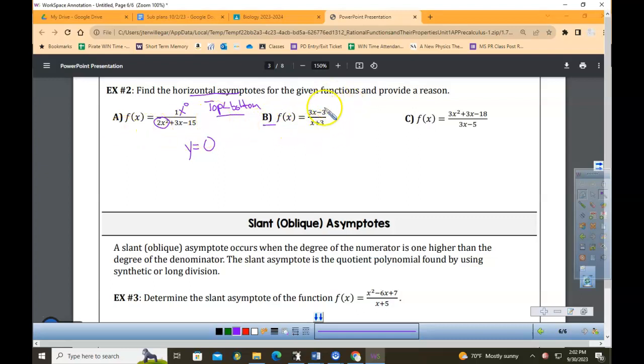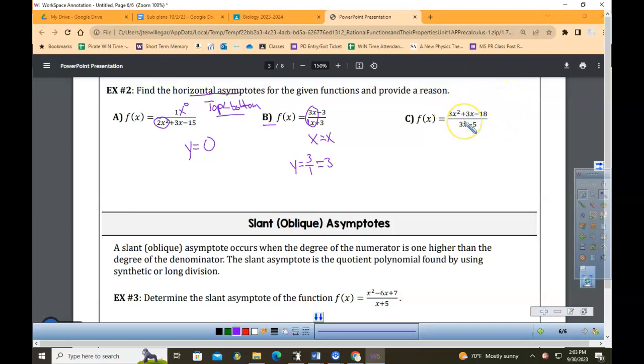For B, I take my degree. They both have a degree of 1, right? X is the same as x. If they're the same, we use our leading coefficients. So y would be 3 over 1, or 3. That'd be my horizontal asymptote, because they have the same degree on the top and the bottom.